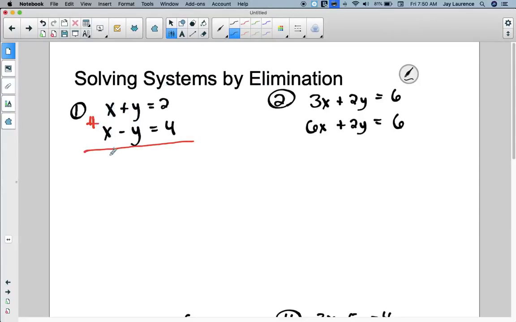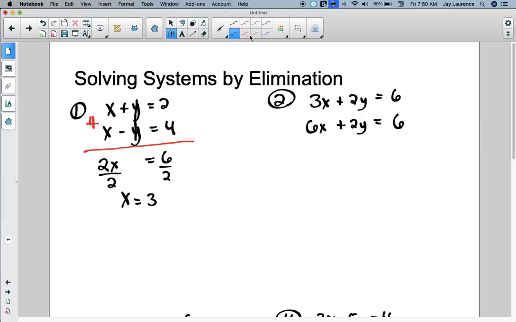Watch. I'm getting x plus x, which is 2x, of course. Don't you dare try to tell me it's x. 2 plus 4 is 6. Look at that, the y's canceled out. Now I just have one variable. I'm going to divide by 2. And so therefore x equals 3. I just found the x-coordinate of the place where the two lines intersect.